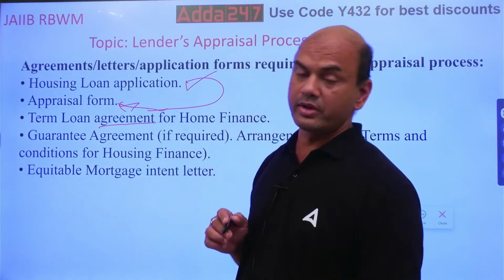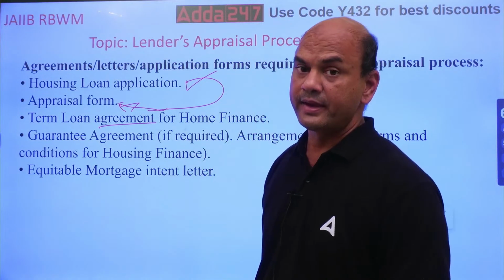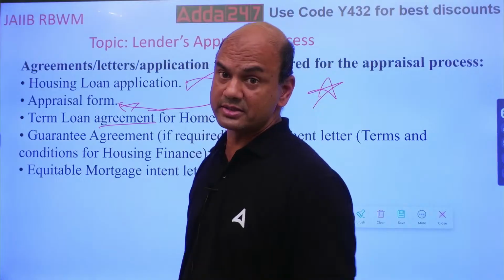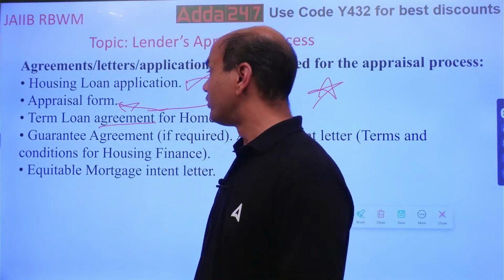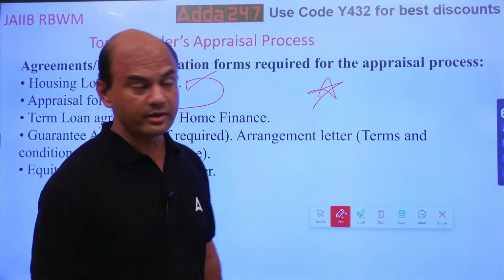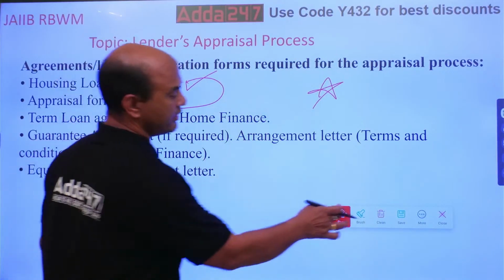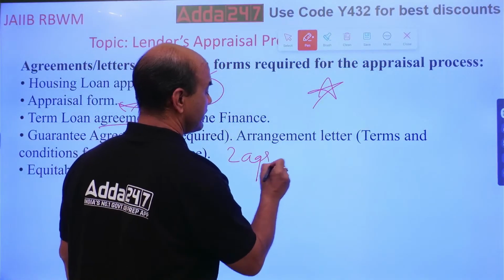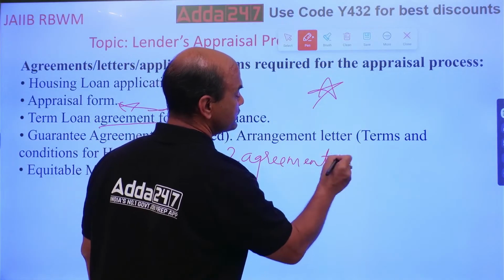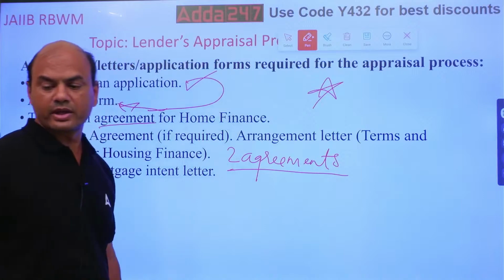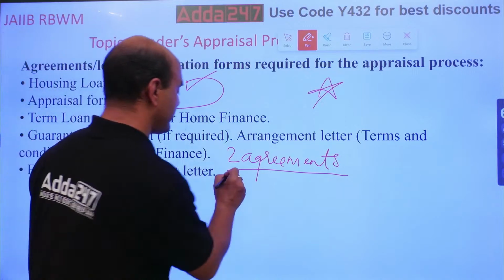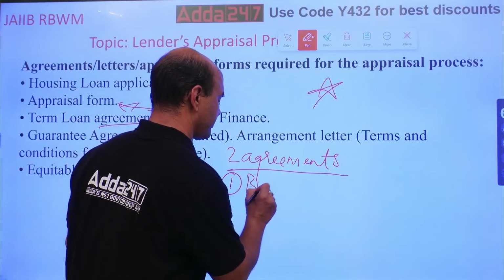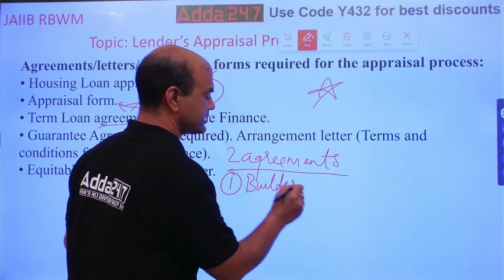Now, one point which I need to stress. In any home loan, there will be two agreements. Which are these two agreements? Kindly note this, and don't get confused. One agreement will be between the builder, the developer, and the customer.